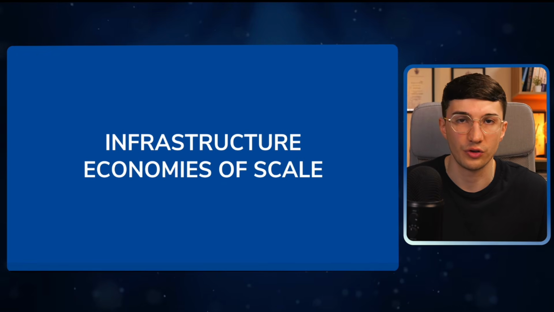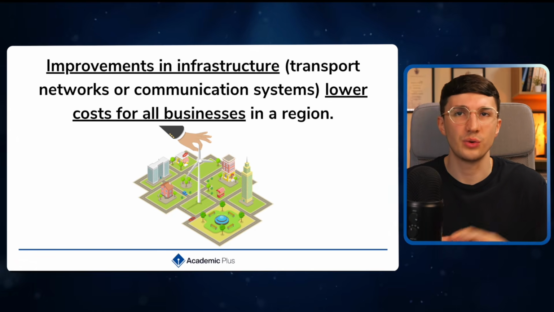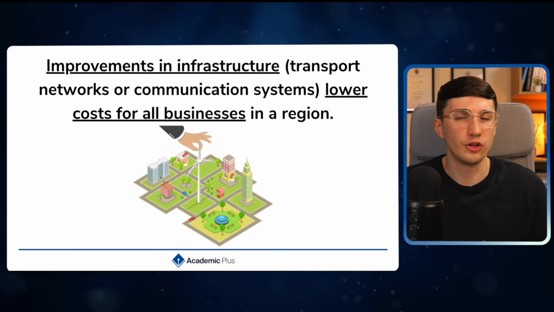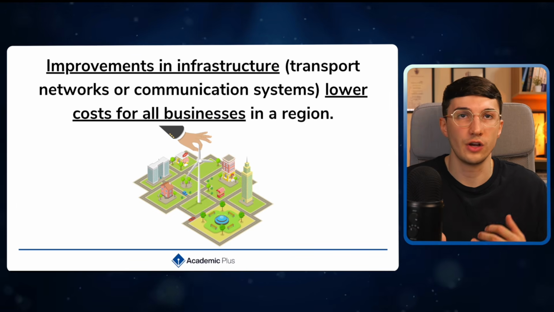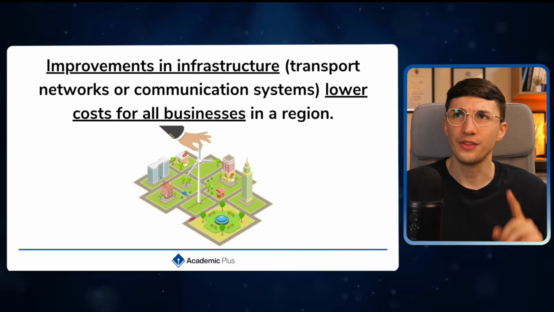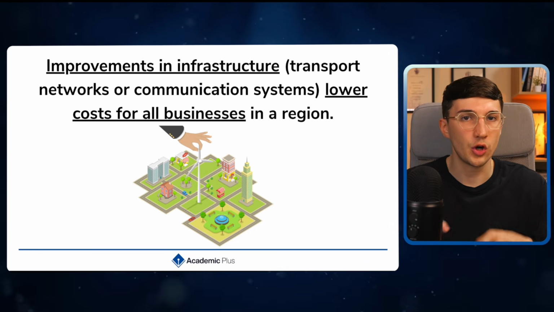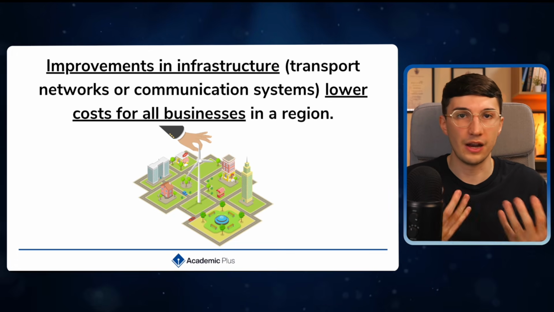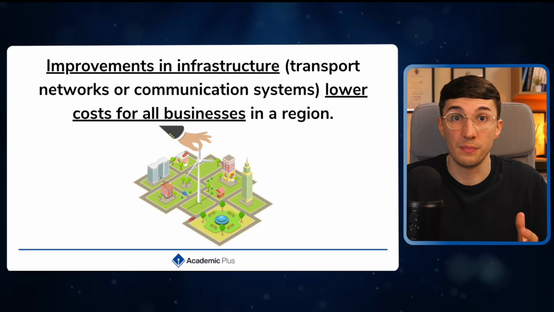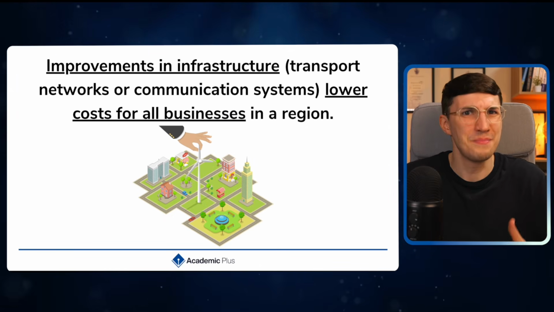Starting off with infrastructure economies of scale. So when you see the term infrastructure, think about the physical systems in place, like the road and the transportation networks, also as well about the communication network, so access to the internet. Now this is another important topic when we look at theme 4, because depending on the country we're in, the infrastructure is going to be a lot different. In developing countries, the infrastructure is not going to be as developed, but in more of the developed countries, the infrastructure is going to be more developed.